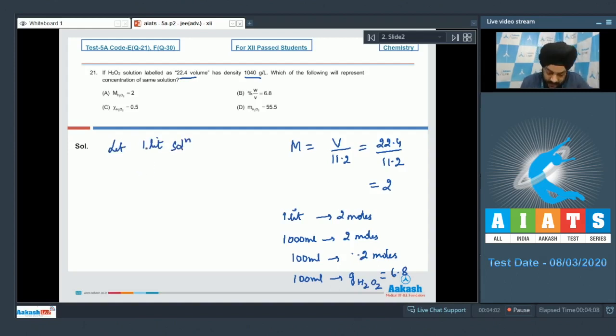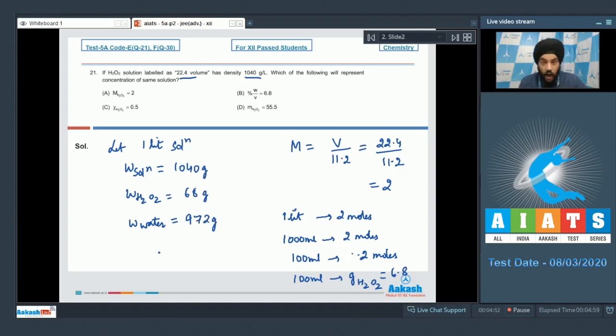So if we talk about this 1 liter solution, students, the weight of the solution will be equal to 1040 grams. And out of these 1040 grams, students, the weight of the solute, which is H2O2, it is equal to 68 grams. Since the molarity is equal to 2. So if we talk about the weight of water or the weight of solvent, in this case it is going to be equal to 972 grams.